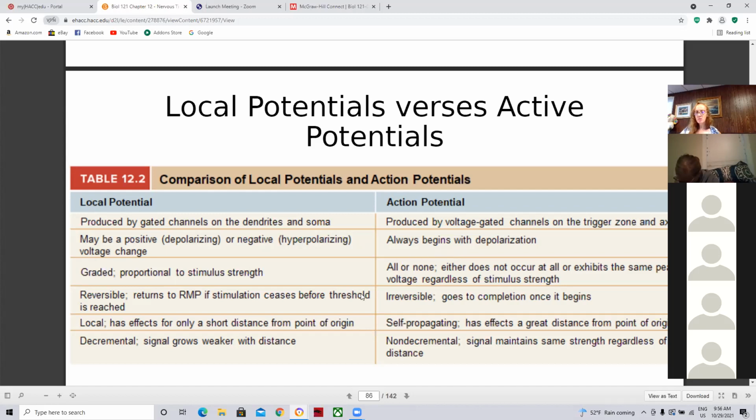A graded potential is a potential that's proportional to the stimulus strength. An action potential is all or nothing. Either it doesn't occur at all or it exhibits the same peak voltage regardless of the stimulus strength. Local potentials are reversible. They return to the resting membrane potential if the stimulus ceases. Action potentials are irreversible. Once they start, they go to completion.